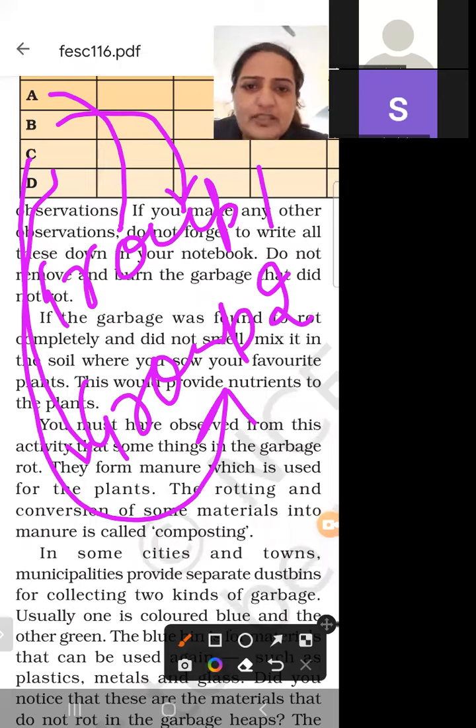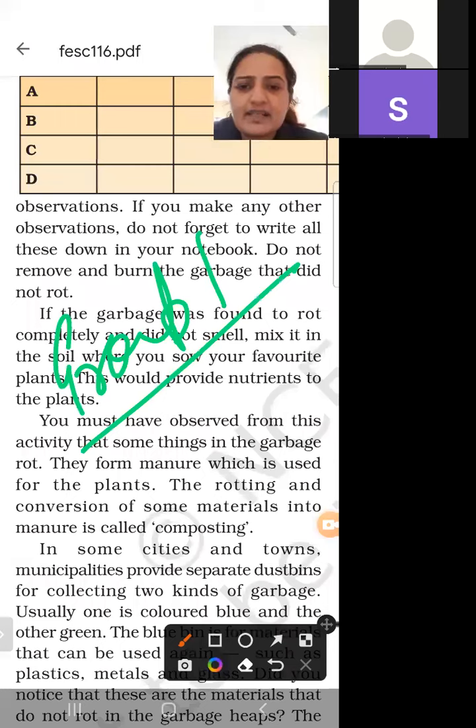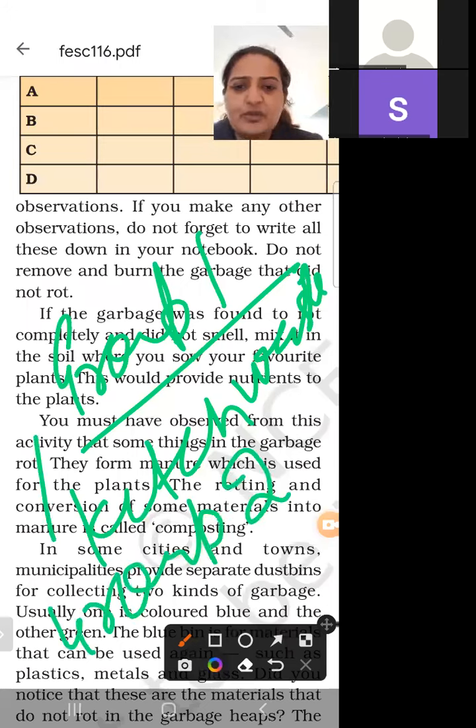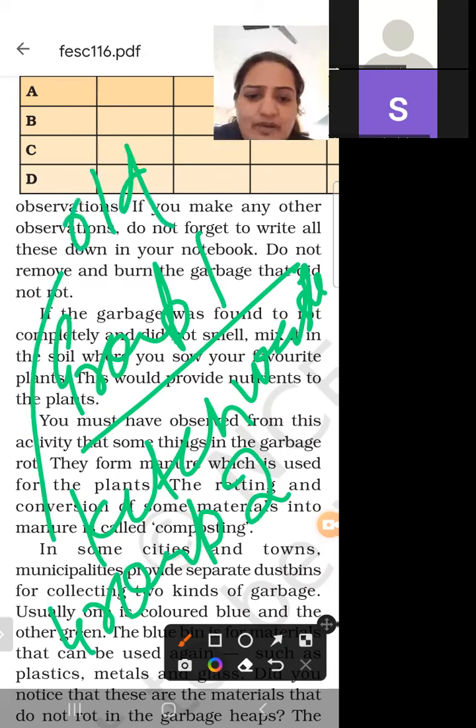And what was that in group one? In group one, it is garbage from the kitchen waste. And in group two, we have old clothes waste, old toy waste. So these are the waste in group two. And we divide these two groups into two heaps.